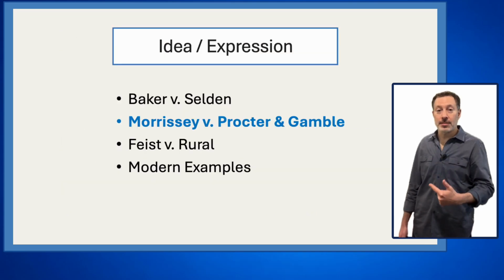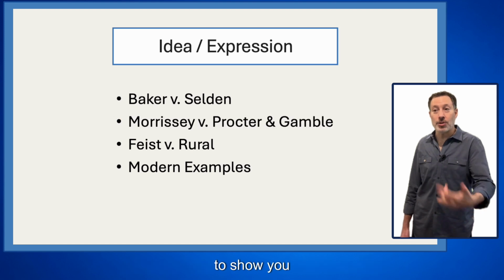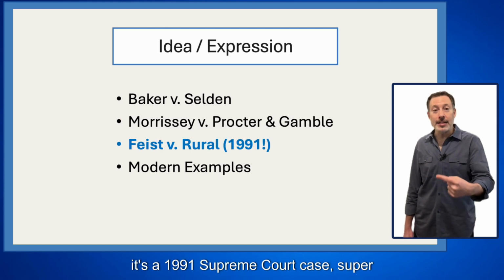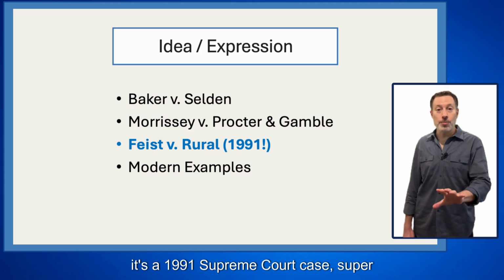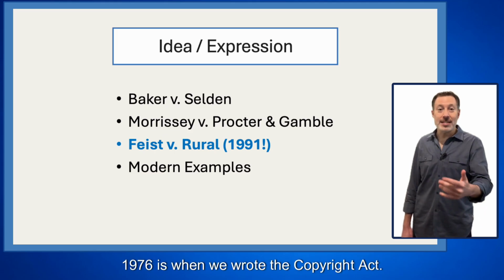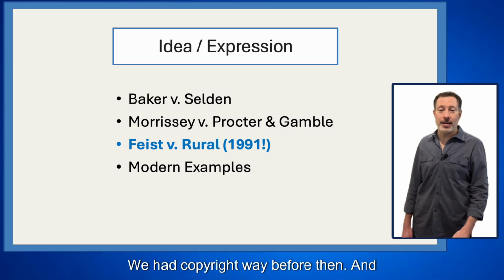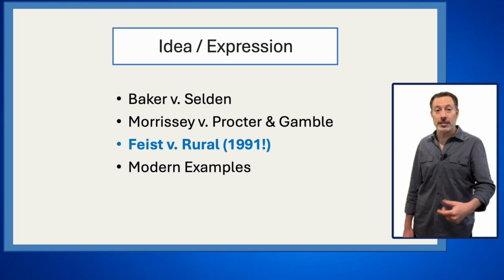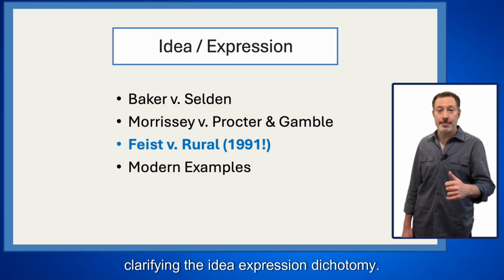That's Morrissey. Third of the famous cases that I'm going to show you is this case called Feist. And I'll point out to you, it's a 1991 Supreme Court case, super recent. 1976 is when we wrote the Copyright Act. We had copyright way before then. And it's only in 1991 that we get to this really important case clarifying the idea-expression dichotomy.